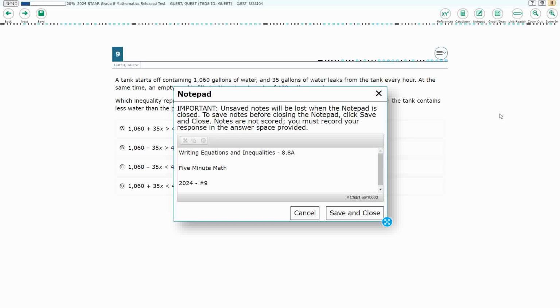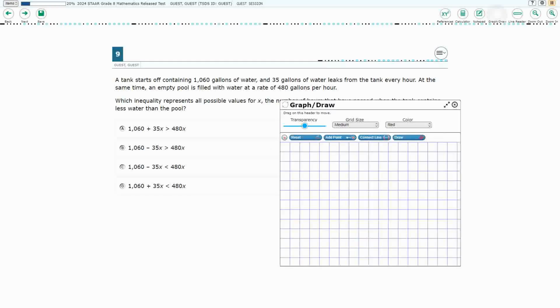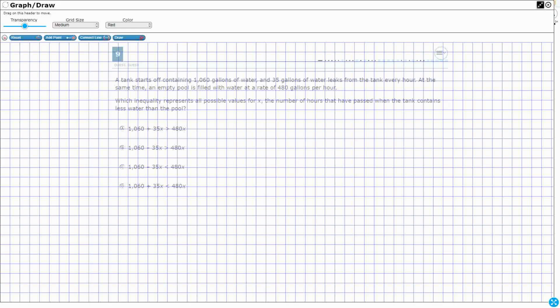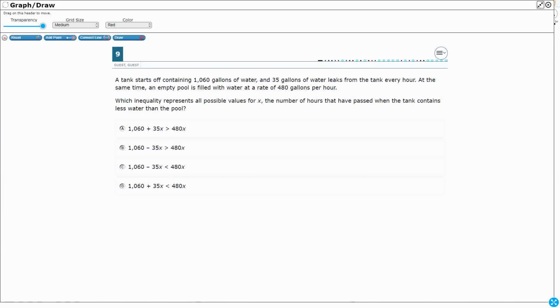Today we are looking at the 8th grade concept of writing equations and inequalities. This is standard 8.8a in the great state of Texas, and we are using item number 9 of the 2024 released STAAR test. If you haven't done so already, please go ahead and take a moment to pause the video, work this problem out on your own, unpause it, and we will look at our answers together.